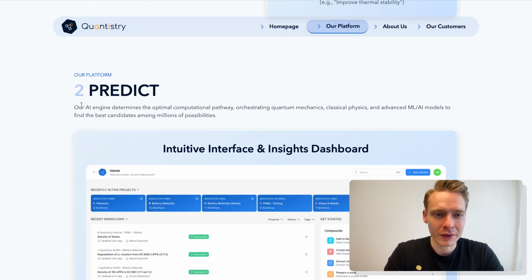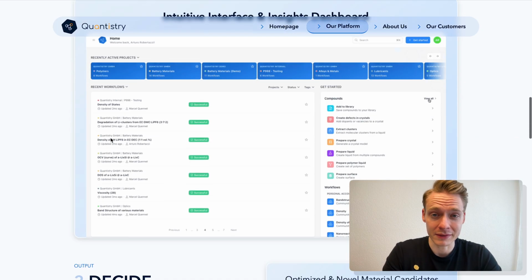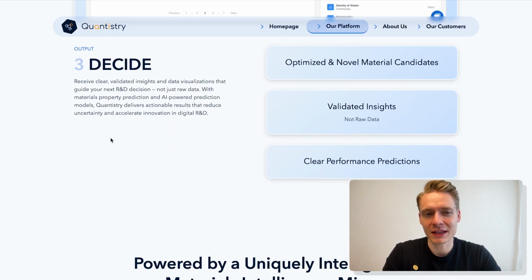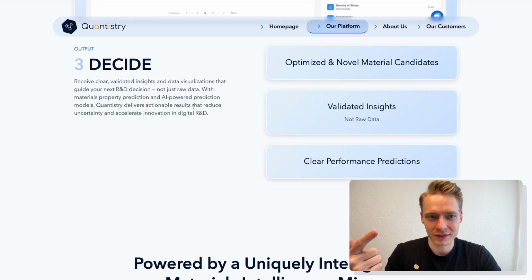It says our AI engine determines the optimal computational pathway, orchestrating quantum mechanics, classical physics, and advanced machine learning AI models to find the best candidates amongst millions of possibilities. And finally, there's the decide part, right? So now you have identified your problem, you have set up the workflow, the calculations are running, and now what you want to get back is the decision, right? Like, which material do I need to produce in my lab so that I can move on with my R&D work?